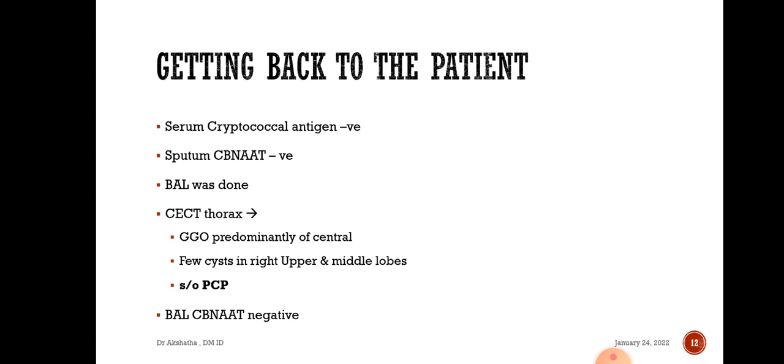Sputum CBNAT was done, which was negative. The patient was planned for BAL. In the meanwhile, the patient's CECT was done, which was suggestive of ground glass opacification predominantly over the central region, that is the perihilar region, and there were a few cysts in the right upper and middle lobe. So this ground glass appearance or the opacities predominantly in the perihilar region is quite suggestive of PCP. His BAL CBNAT was negative.